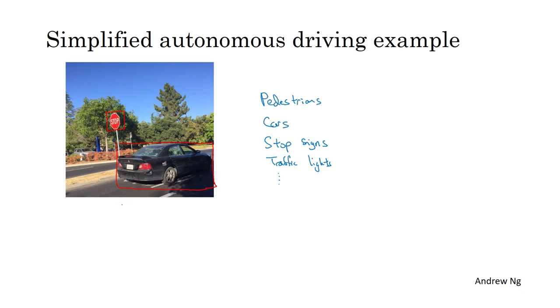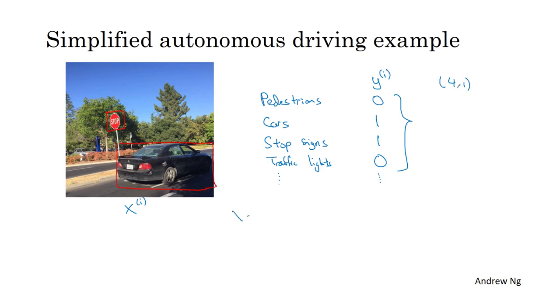So if this image is an input for an example, x^i, then instead of having one label y^i, you would actually have four labels. In this example, there are no pedestrians, there is a car, there is a stop sign, and there are no traffic lights. And if you try to detect other things, then maybe y^i has even more dimensions. But for now, let's stick with these four. So y^i is a 4x1 vector.